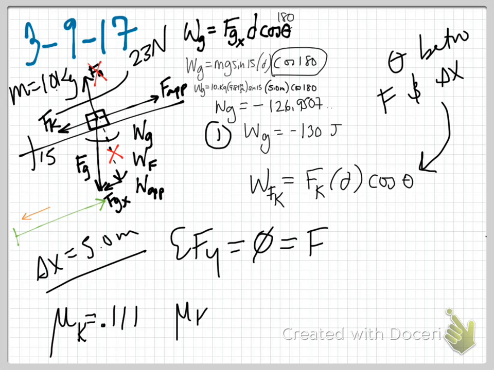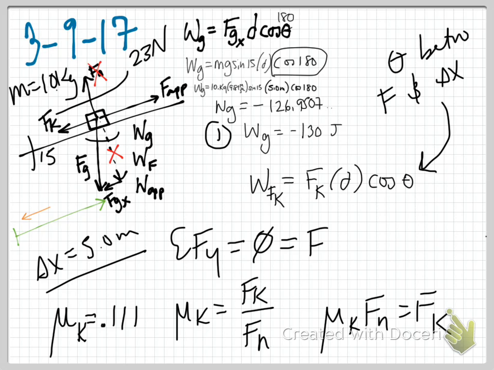We know that mu k equals fk over fn. So we know that mu k fn equals fk. We have mu k, we need to find fn. In order to do that, we do sum of forces on the y. We know that fn minus fg equals 0. Therefore, fn is equal to fg. Fn equals mg.